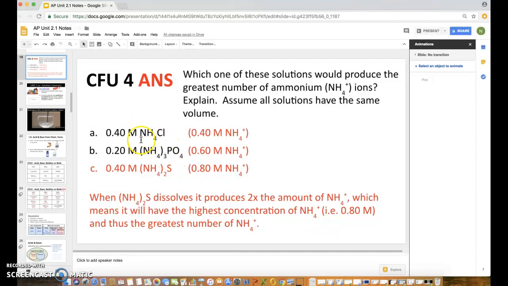compound. So for the first one, we only have one NH4, so its concentration would be the same because you just take the number that you have and multiply it by the concentration of the salt. For the ammonium phosphate, we have 3 NH4, so we take 3, that's the subscript, and multiply it by 0.2, and that gives us a concentration of 0.6. And for the last, the ammonium sulfide, we have 2 ammonium ions in the ionic compound, so we take 2 and multiply it by its concentration 0.4, and that gives us 0.8. Based on that, C had the highest concentration.